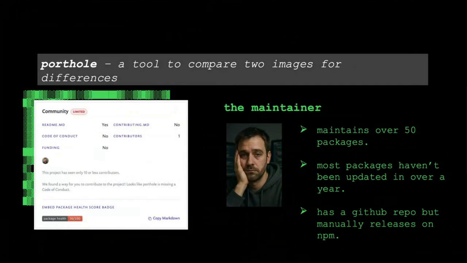So what is it? It's a tool to compare two images for differences. So very much used in that visual regression space. And if we look at the performance on Snyk Advisor, you can see it's got a 36 out of 100, which is good for us. Lower the better. And then if we look at the maintainer, we can see they've got over 50 packages. Most packages haven't been updated, which shows a lack of concern really on the maintainer's part. And then they have a GitHub repo, but manually released on NPM. So like I said, there's no formalized release process, which is great for us.